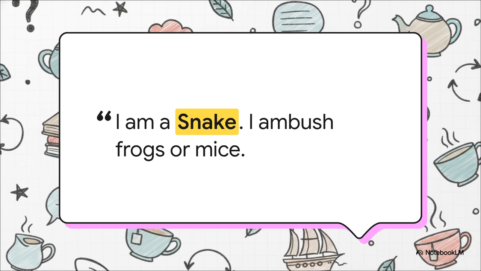Then, adding a slightly ominous tone to the whole mix, we introduce the snake. I ambush frogs or mice. By embodying these roles, the students aren't just memorizing dry terms on a page. They are actively seeking out their prey and trying to hide from their predators right there in the classroom space. It so brilliantly links physical movement to the cognitive learning outcome.